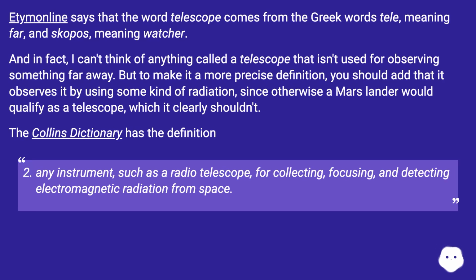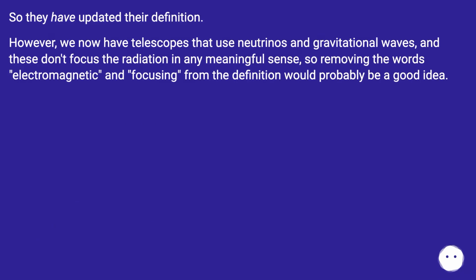The Collins Dictionary has the definition: any instrument, such as a radio telescope, for collecting, focusing, and detecting electromagnetic radiation from space. So they have updated their definition. However, we now have telescopes that use neutrinos and gravitational waves, and these don't focus the radiation in any meaningful sense, so removing the words electromagnetic and focusing from the definition would probably be a good idea.